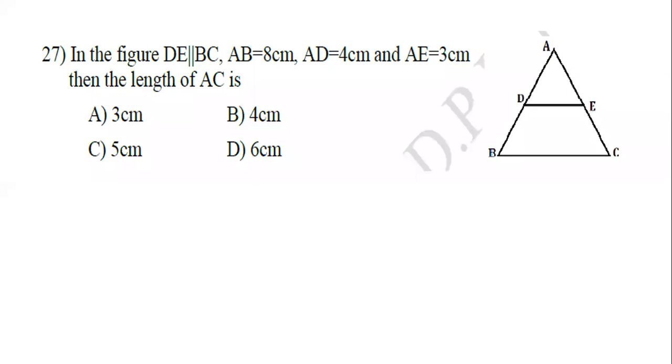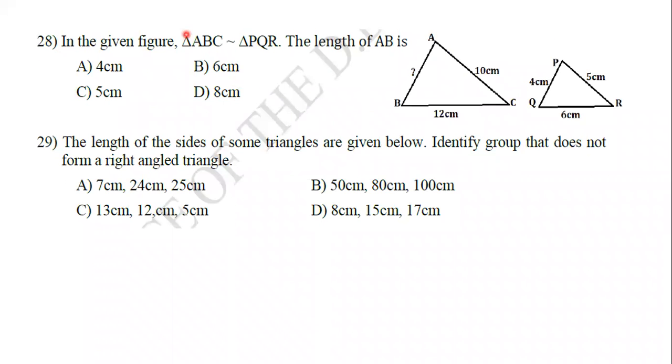Next, 28th question. In the given figure, triangle ABC is similar to triangle PQR. The length of AB is dash. You need to find out AB length. Observe here, 5 twos are 10. 6 twos are 12. Then again 4 twos are 8. Here they multiply this one into 2. 5 twos are 10. Here also into 2. 6 twos are 12. Here 4 into 2. 4 twos are 8 centimeter. So which option is right?